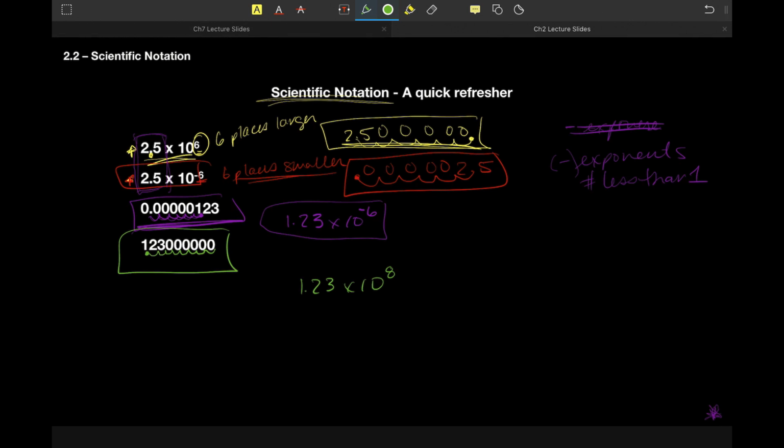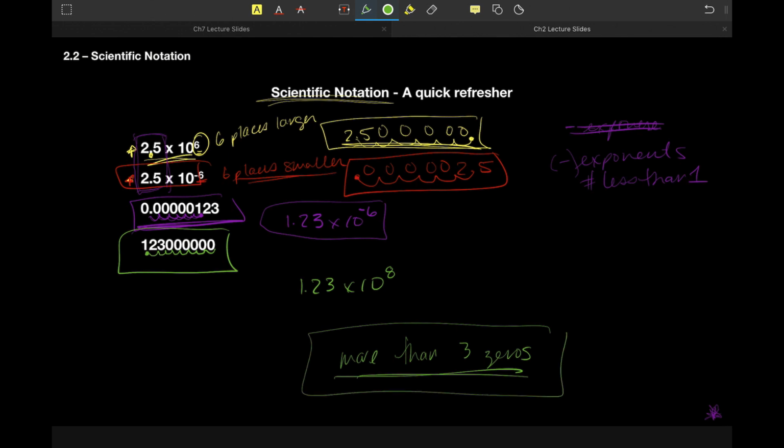Do note for the rest of the school year, if a number has more than 3 zeros, in either direction, so more than 3 zeros on the front end or more than 3 zeros on the back end, it must be expressed in scientific notation. Yes, if it has more than 3 zeros on the front or the back, it must be expressed in scientific notation. All right, make sure you tuck that away. We will be using numbers of very large and very small quantity all year, so make sure you're good here.